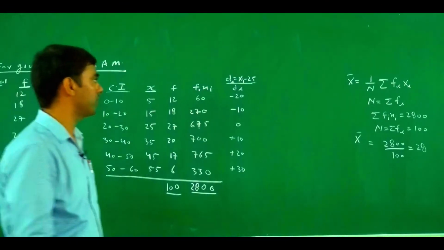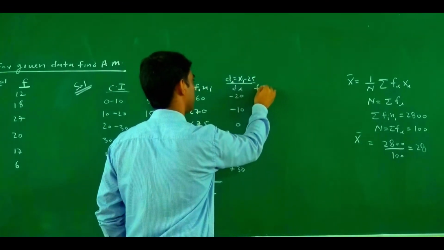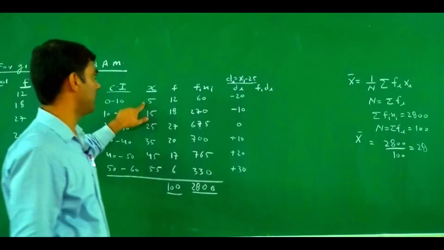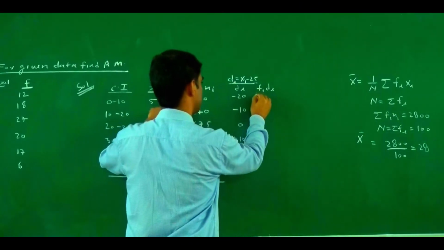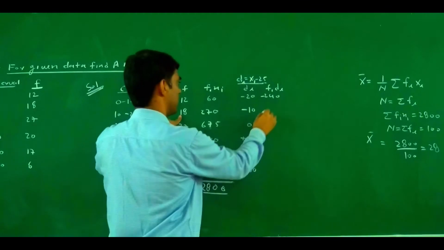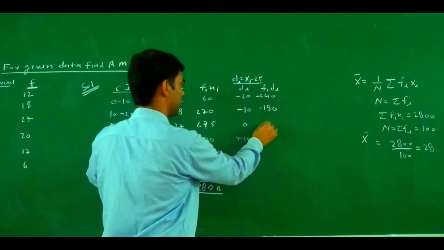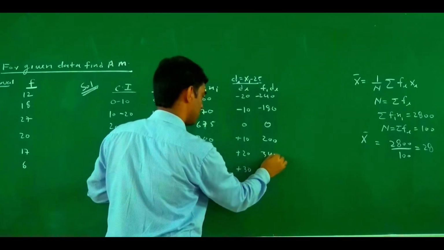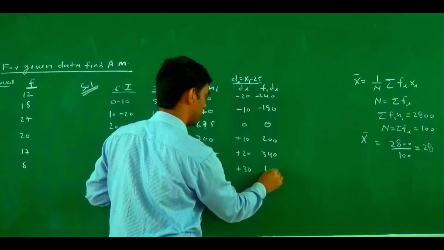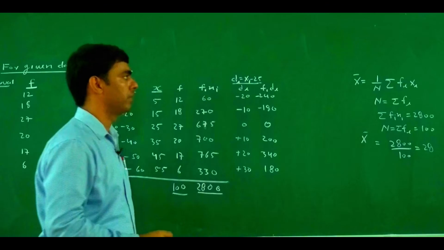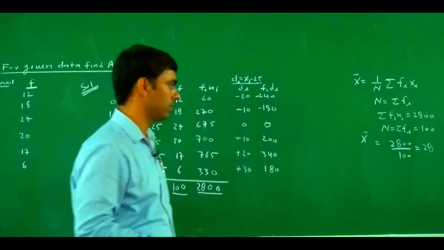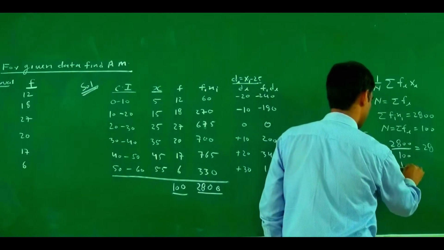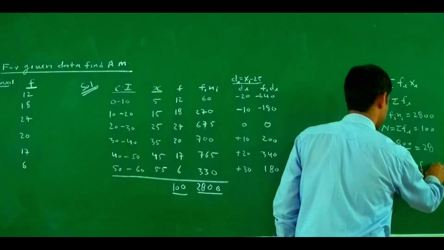So now what is fi di? If we find fi di, what is the value here? fi di is 12 times minus 20, which is minus 240, then minus 180, then 0, then 200, then 340, and 180. So now what is the formula? The formula for x bar in terms of a: x bar equals a plus 1 upon N summation fi di.